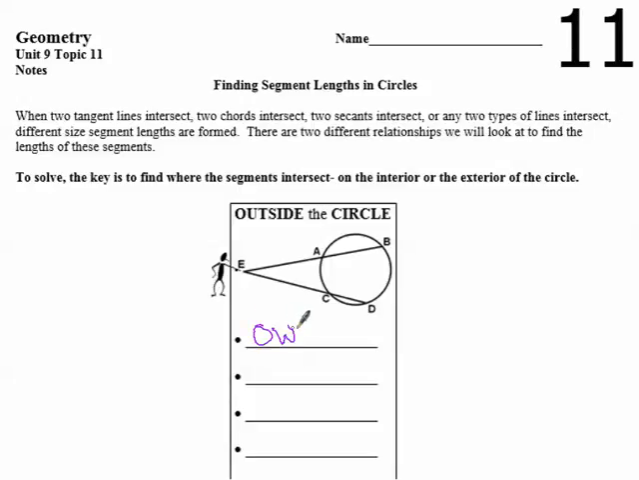So this is ow, ow. And what does the O stand for? It stands for the part of that segment that is outside the circle. And what does the W stand for? The W stands for the whole segment. We can also say the entire segment.